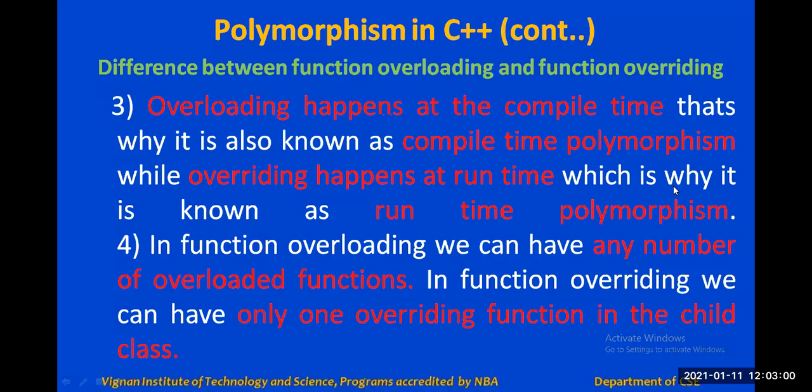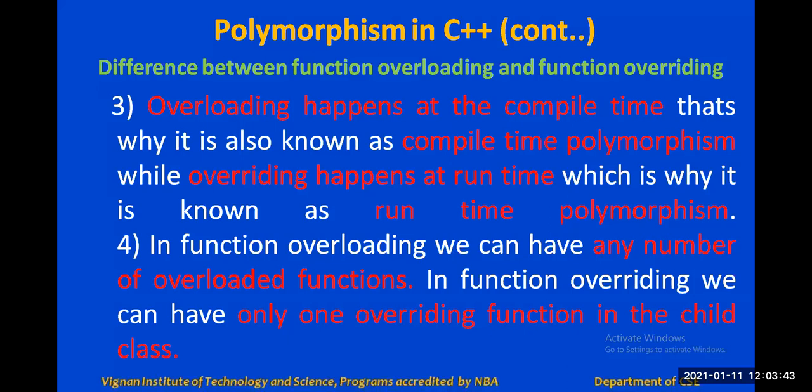Next, overloading happens at compile time. Already I told you, that is also known as compile time polymorphism, while overriding happens at runtime, which is why we call it runtime polymorphism here, right? In function overloading, we can have any number of overloaded functions. Because it is in the same class, you can write any number of overloaded functions here, right? Only one overriding function in the child class here, because only one function should be there.